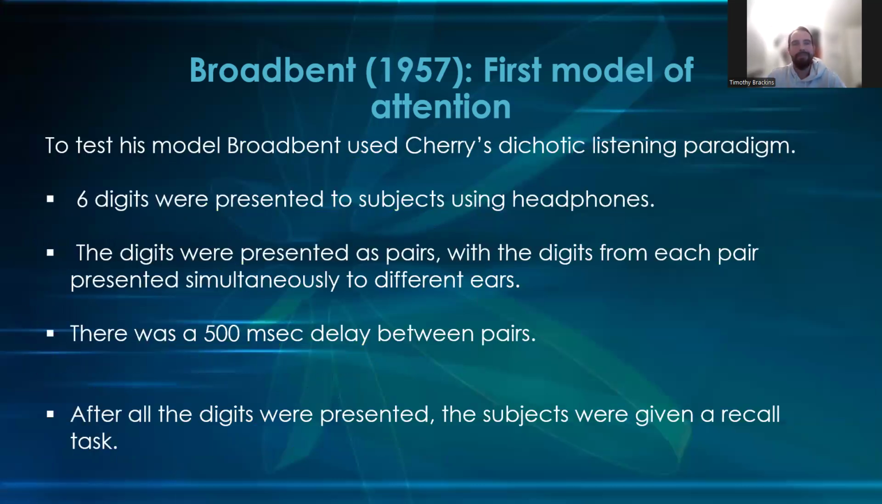So how did Broadbent test all of it? Obviously, all this is done through rigorous scientific work. So how did he actually test his hypotheses? Well, he used Cherry's dichotic listening paradigm. What Broadbent did was he had a participant put on headphones, and they had 6 digits. They would present these 6 digits as pairs, and the digits from each pair were presented simultaneously to different ears. In between each pair, there was a 500 millisecond delay. After all the pairs were presented, the subjects were given a recall. Okay. So that's how he designed his experiment.